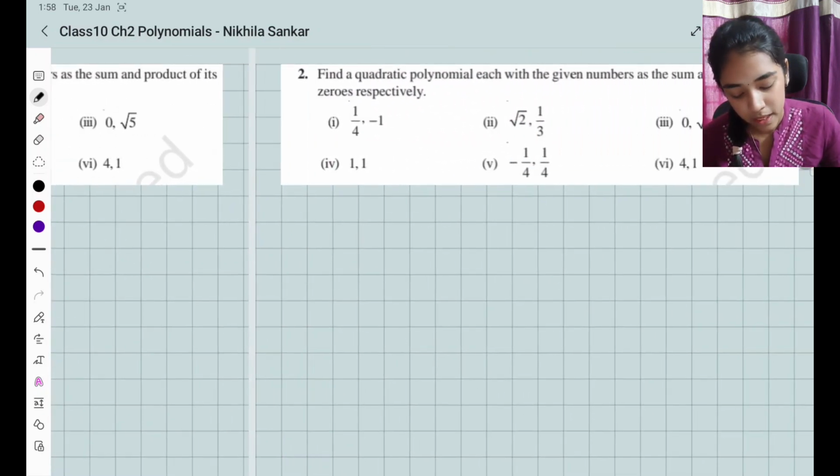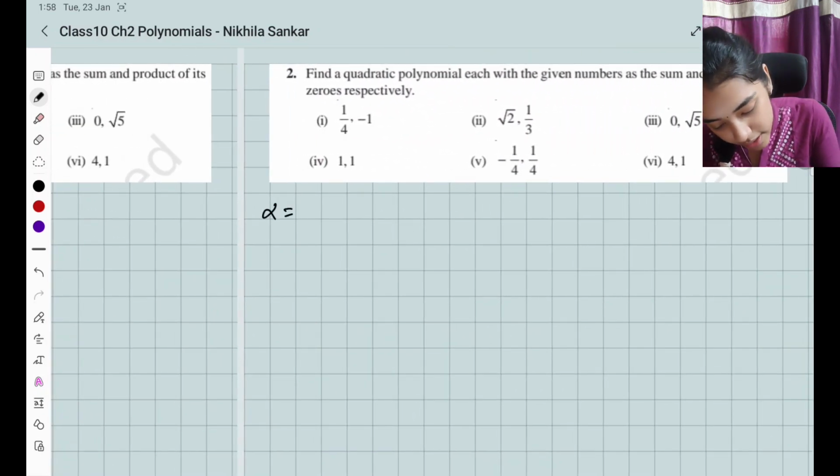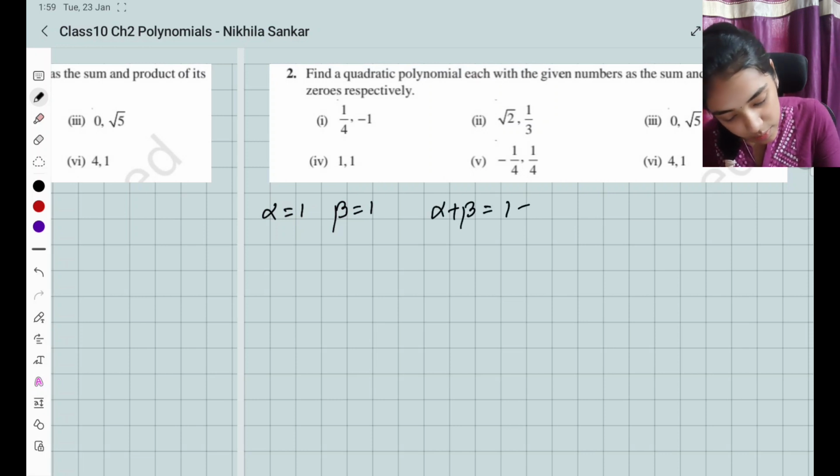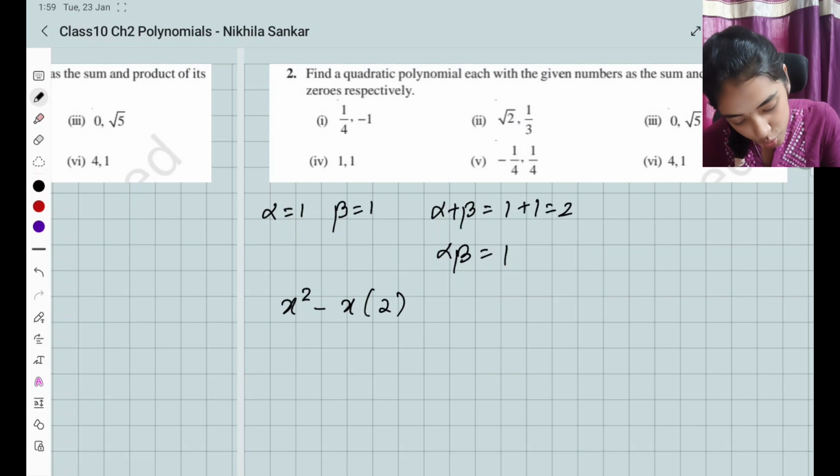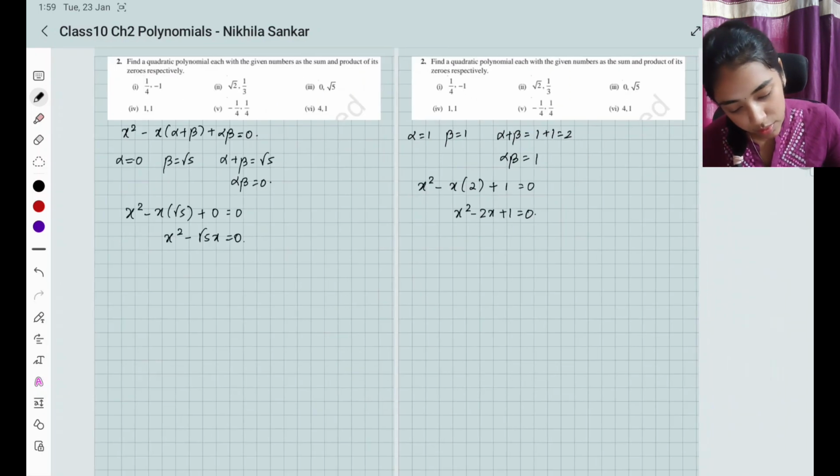Okay. Now question number 4. Alpha equals 1, beta equals 1. So alpha plus beta equals 1 plus 1, which is 2. And alpha beta equals 1 into 1, which is going to be 1. Equation enna x² minus x into alpha plus beta, so 2, plus alpha beta equals 0. So we have x² minus 2x plus 1 equals 0. Okay, please copy.